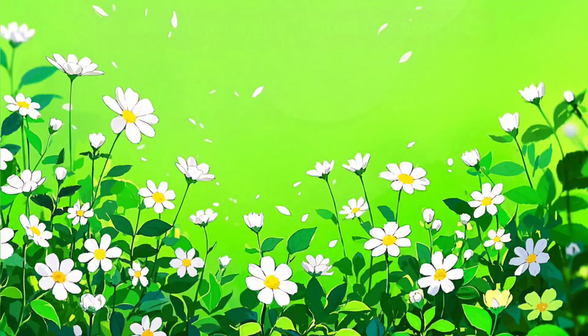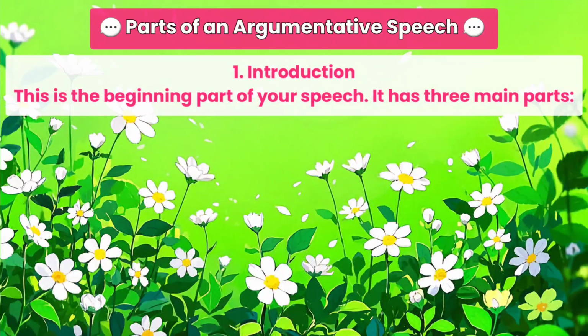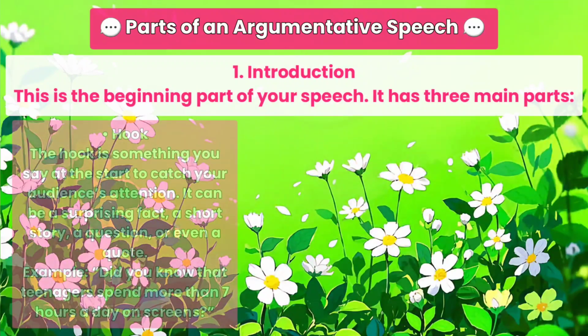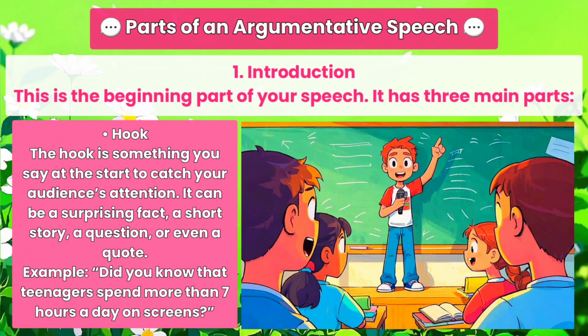The following are parts of an argumentative speech. Number 1 is introduction. This is the beginning part of your speech. It has 3 main parts. Hook. The hook is something you say at the start to catch your audience's attention. It can be a surprising fact, a short story, a question, or even a quote.